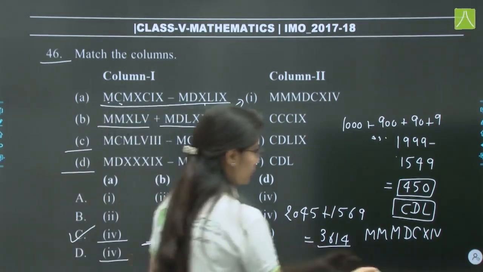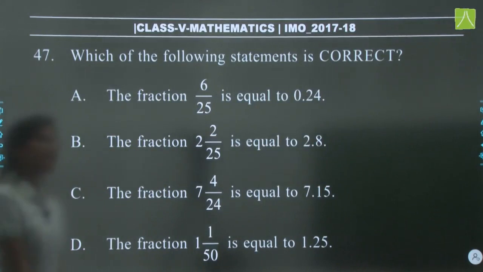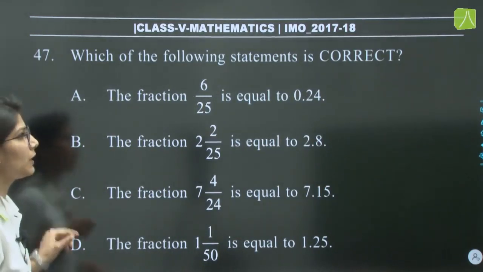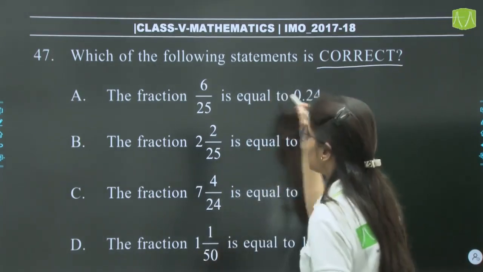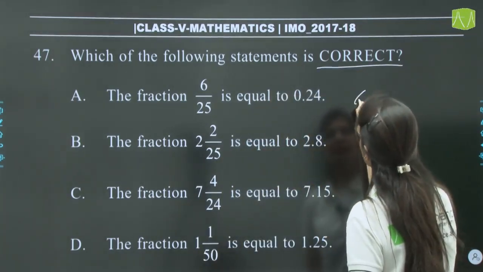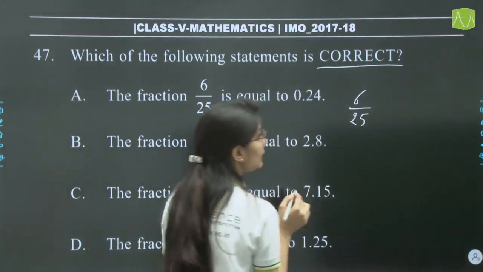Now let's take the next question. Which of the following statements is correct? So we have to check one by one which is the correct statement. So let's start with option A. It's 6 by 25 is equal to 0.24. So 6 by 25 you have to convert in decimal form.